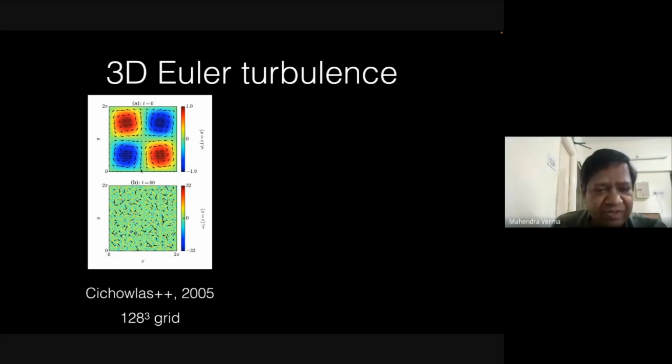We let go. After a significant amount of time, like t equals 60, the velocity field becomes random. You can see this is random, the same randomness as what I showed you in the last slide. So things do become random, like the statistical physics conjecture: the system will thermalize with whatever initial condition you start with. I start from here, I become random. This is work by Cichowlas in 2005.